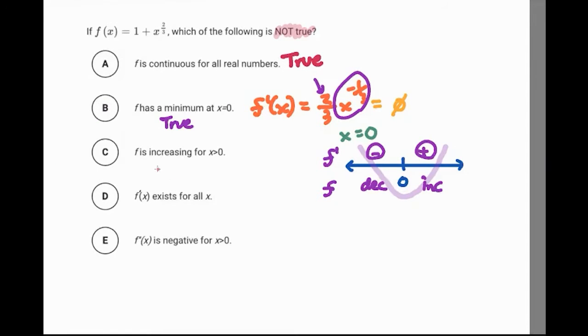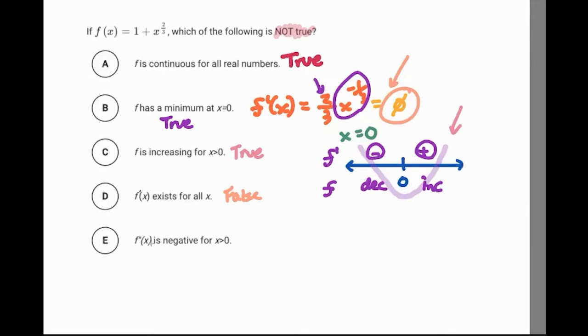All right. C, it says f is increasing for x is greater than 0. Well, we already did that here. So we know that that's true. So that's pretty awesome. The next one, it says f prime exists for all values of x. We actually solved that right here, where it's undefined. It's undefined at x equals 0. So does it exist for all? That would be false. It's not defined at x equals 0.